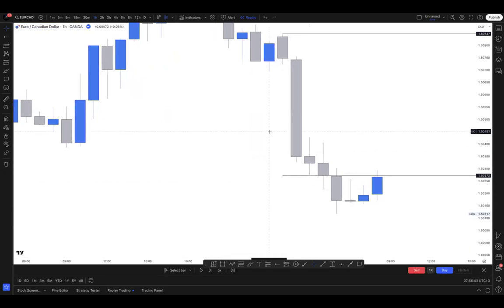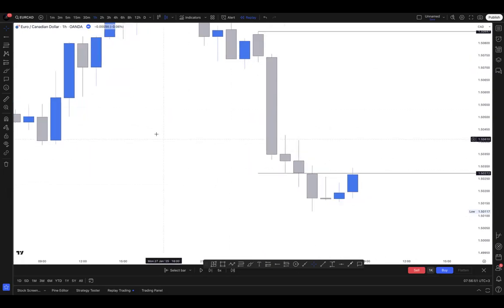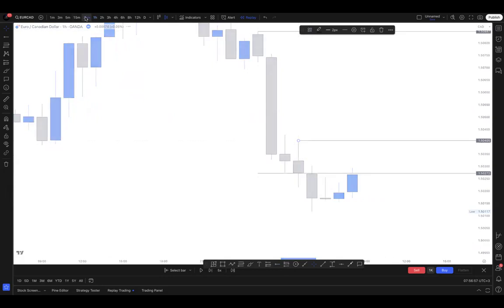How many candles do you have in an H4? In an H4, we have four 1 hour candles. One, two, three, four. Which candle closed bearish? This one. Now, by this candle closing bearish, we shall look for the 30 minutes.